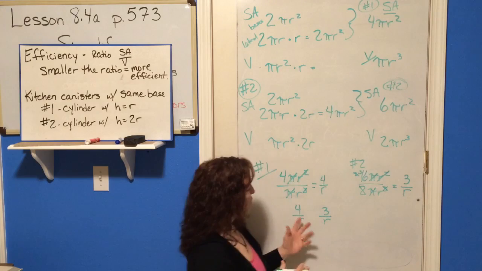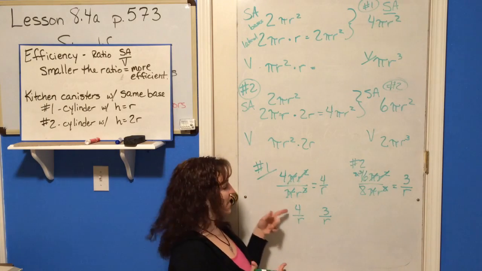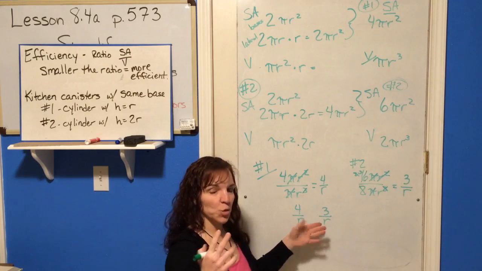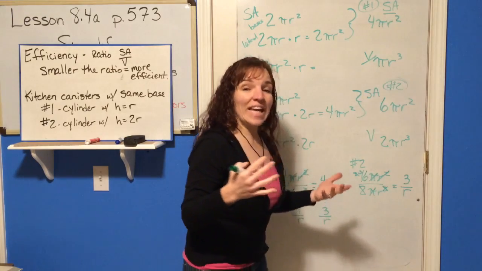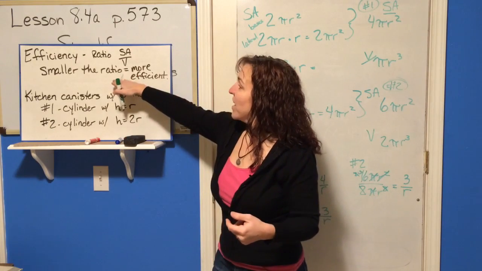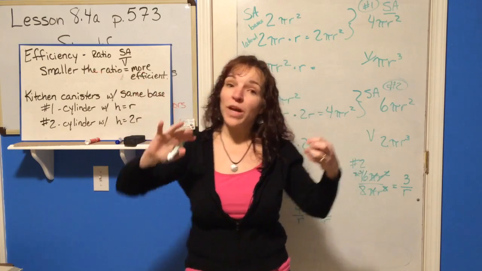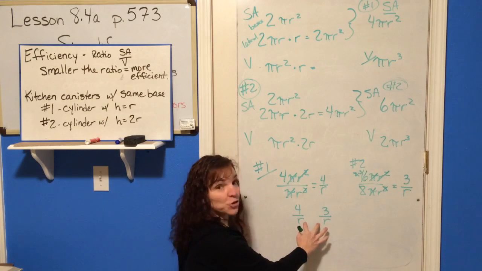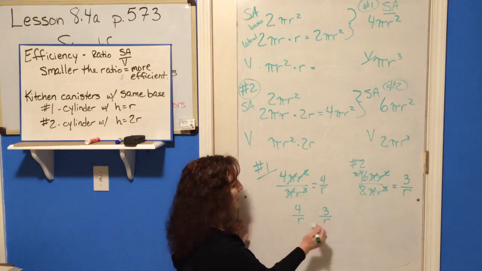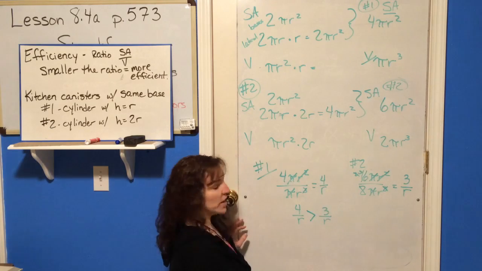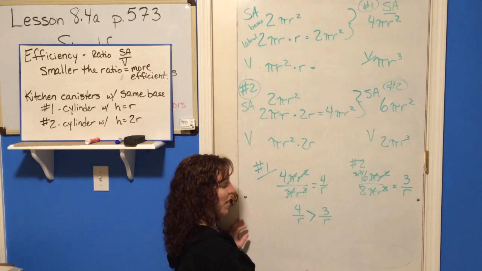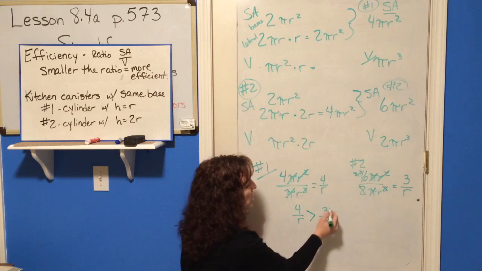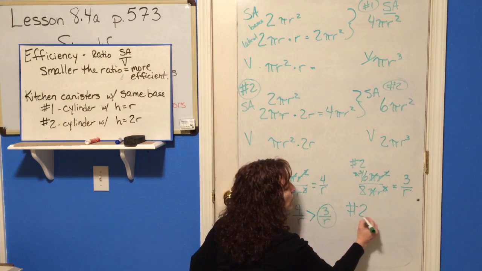And remember, this is the ratio of the first canister, its surface area to its volume. This is the ratio of the surface area to the volume of the second canister. We're trying to determine which canister is the most efficient, and whichever one has the smaller ratio is more efficient. Now, because the denominators are the same, I know that 4 is larger than 3, so 4 divided by r is going to be larger than 3 divided by r. So the smaller the ratio, the more efficient. This is where it gets confusing. So canister number 2 is more efficient.